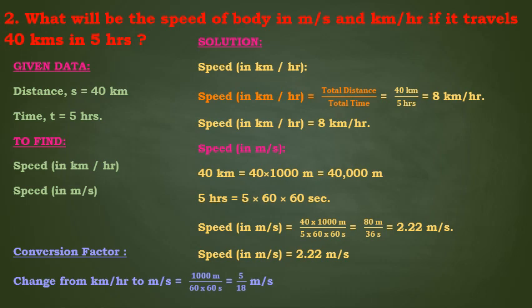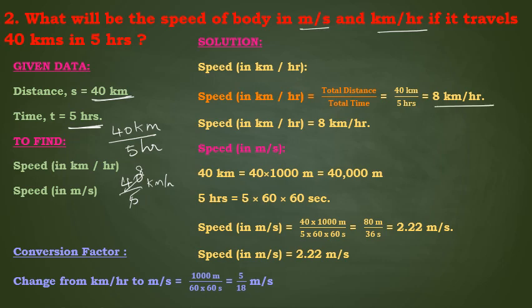Already we saw the first numerical in the previous video. Now looking into the second question: what will be the speed of a body in meter per second and kilometer per hour if it travels 40 kilometers in 5 hours? The distance travelled is 40 kilometer and the time taken is 5 hours. In terms of kilometer per hour, you can write it as 40 kilometer divided by 5 hours, which is 40 by 5, so you get 8 kilometer per hour.